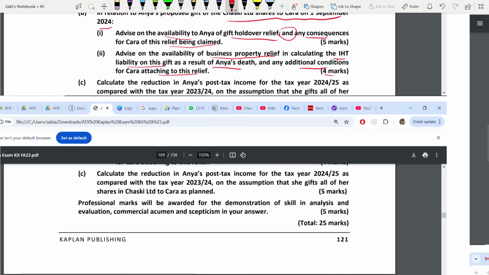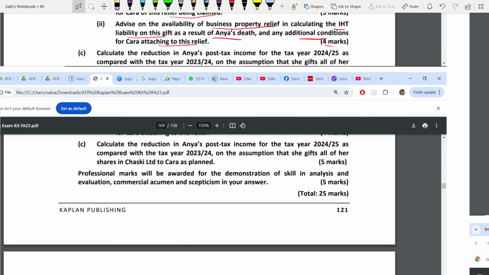Then C, you need to calculate the reduction in post-tax income for the tax year 2024-25 as compared with the previous year, on the assumption that she gives all of her shares to Kara, for 5 marks. Here the professional skill marks will be tested on analysis and evaluation, commercial acumen and skepticism. Except communication, the others are tested.